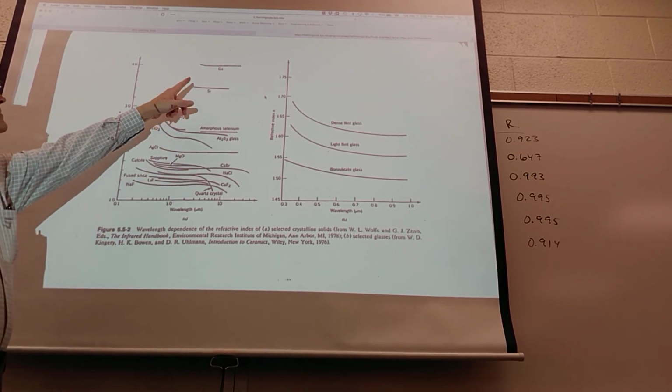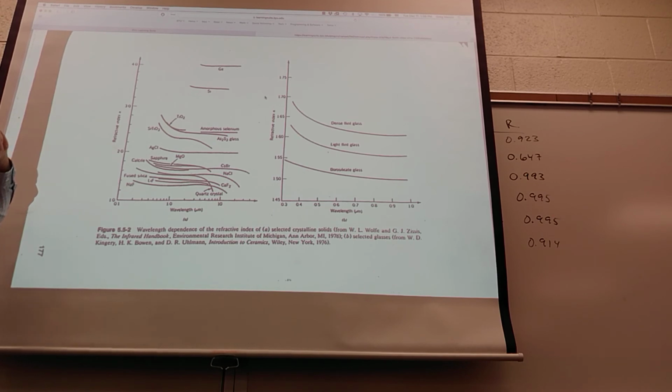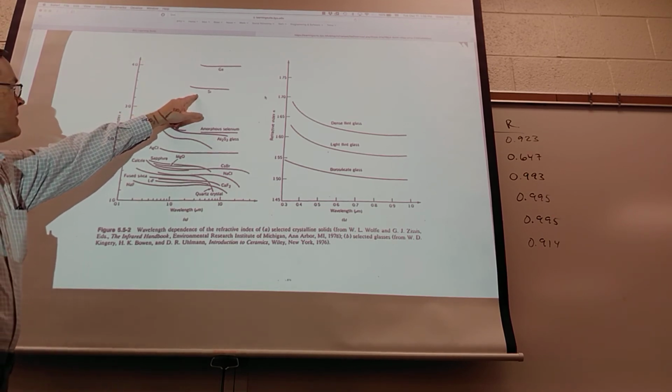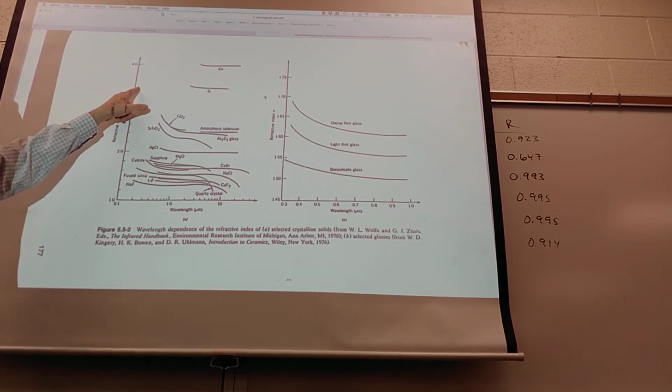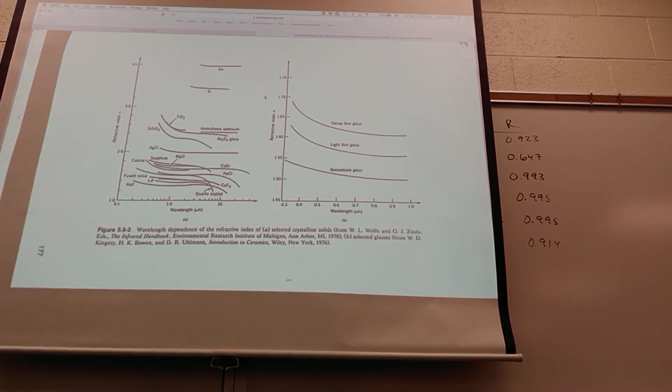Silicon, oh, look at that, germanium. And by the way, look at silicon. This says 3.4-ish, but I had 4.281.